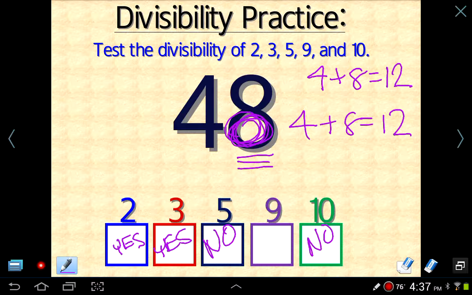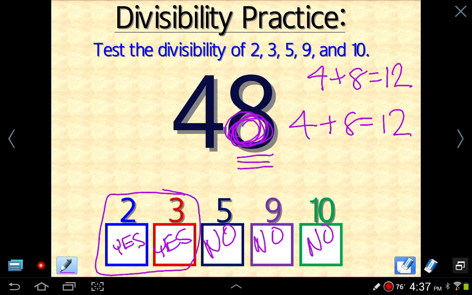So does 9 go into 12? Does 9 divide into 12? No, it does not go into 12. So that would be a no. So we got some yeses in here. Okay, 2 and 3. 2 and 3 both worked. Okay, that does it for that one.